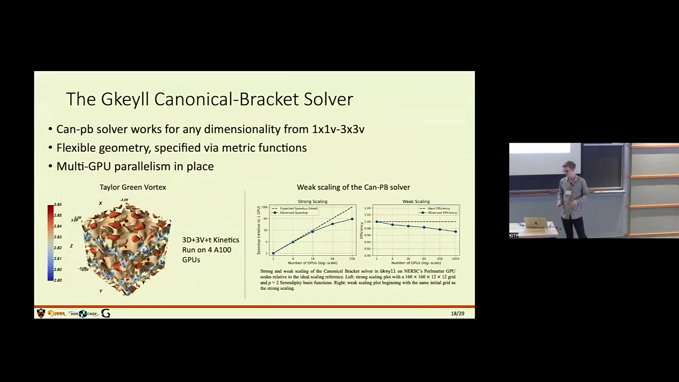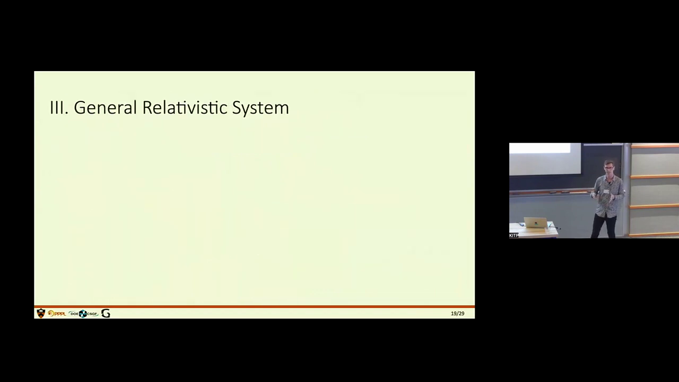So just an overview of this bracket solver. The CAMPB bracket works in any dimensionality from 1x1v to 3x3v. It can handle flexible geometries, and it only requires changing the metric function, which is essentially baked into a single scalar field, the Hamiltonian. This is multi-GPU parallel, and we can handle things such as 6D phase spaces, and it has excellent scaling of the isolated CAMPB solver.